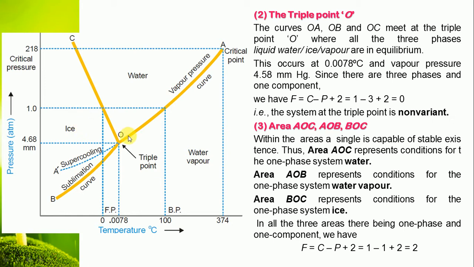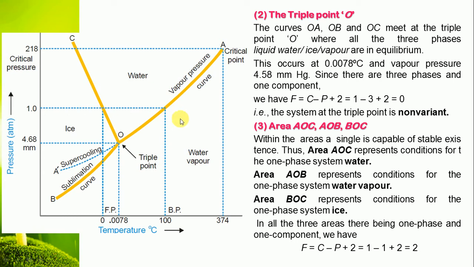But in the case of a curve you have only one choice. You can choose independently only either the temperature or the pressure. If you choose temperature, then the pressure will be automatically fixed along the curve. I am talking about the curve. If you choose the pressure, the temperature will be automatically fixed.